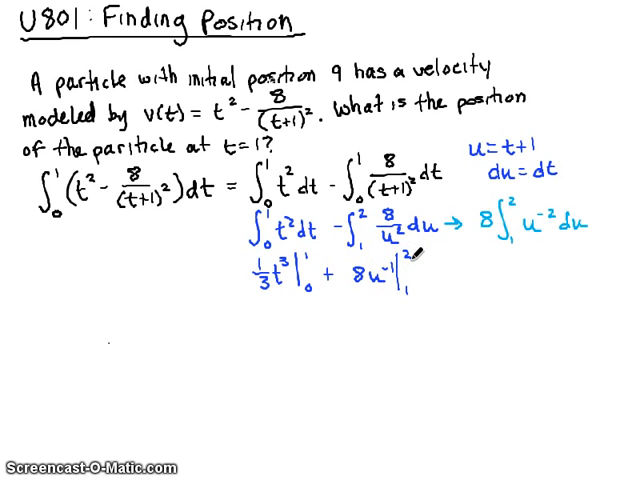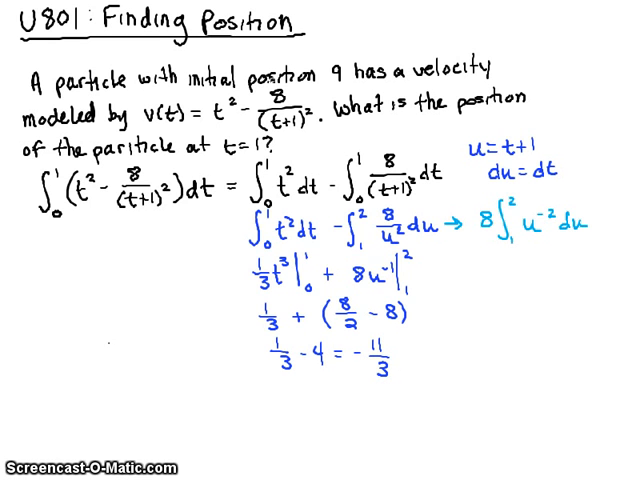So looking at this, we can plug in 1, we're going to get 1/3. Plug in 0, we're going to get 0, so that first part's just 1/3. Plus 8 over 2 minus 8. 8 over 2 is going to be 4. 4 minus 8 is negative 4. And then that's going to give us negative 11 thirds.